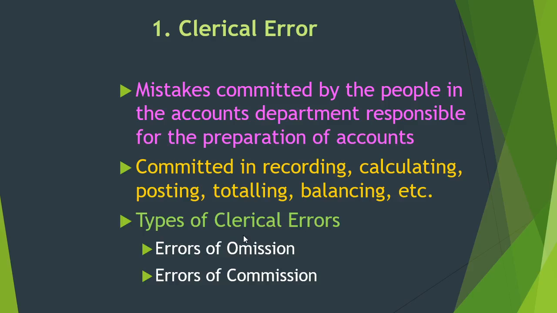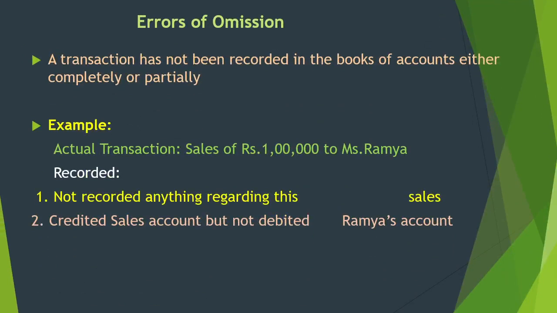So there are two categories of clerical error: errors of omission and errors of commission. Errors of omission indicate a transaction has not been recorded in the books of accounts, either completely or partially. So we forgot to record some transactions. In such a situation, it's called errors of omission.